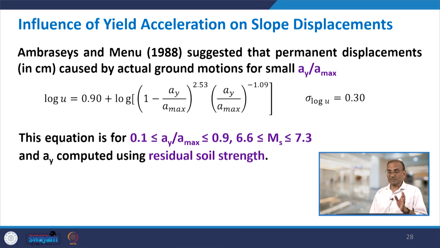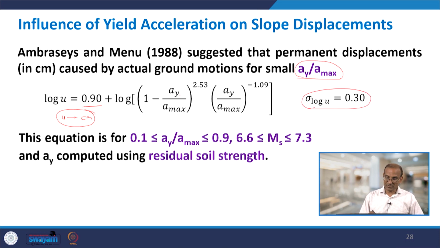Now, there are some other researchers who try to estimate permanent displacement using the value of yield acceleration Ay by Amax, and one of them, Ambraseys and Menu in 1988, suggested an equation for permanent displacement in centimeters. This equation is not dimensionless, because the term 0.90 carries some unit. The answer you find is on a log scale, log u, and whatever you find for u will come in centimeters. This will be applicable when Ay by Amax is small. If it is quite large, then it will not be applicable, and this equation has a standard deviation sigma log u equal to 0.30.